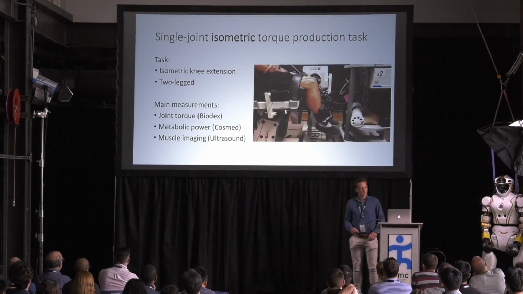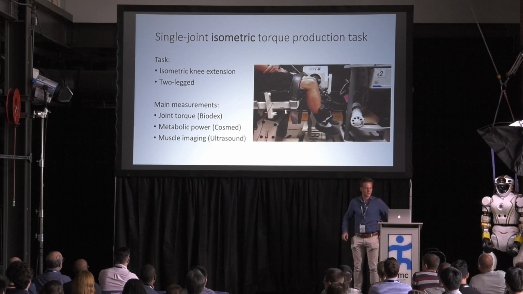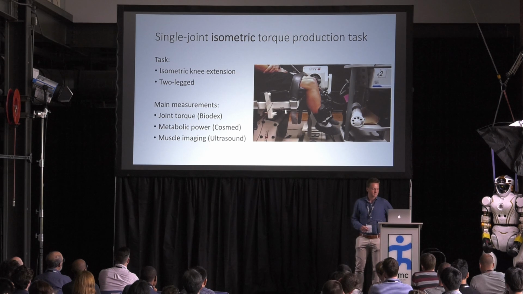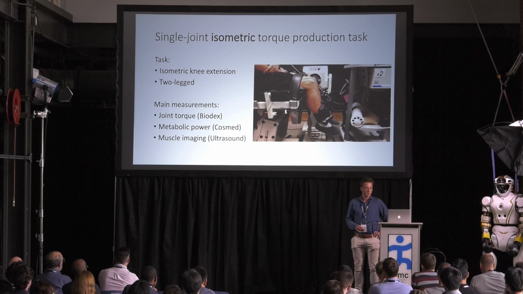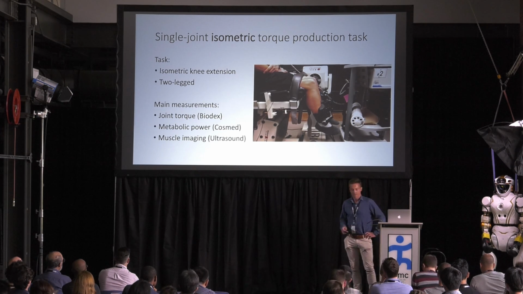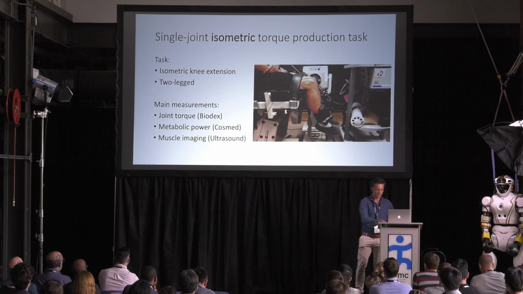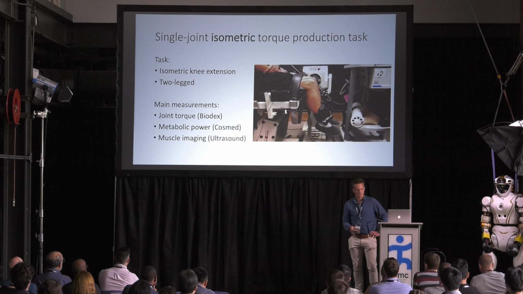So we designed an experiment in which subjects delivered torque against a dynamometer, which was fixed at a constant angle, such that muscle contraction was isometric and work was small. The subject delivered this knee extension torque with both legs simultaneously, while we measured the joint torque with the Biodex, metabolic power with the COSMED, and we also did some muscle imaging with ultrasound to get an estimate of fiber length change and thereby work.